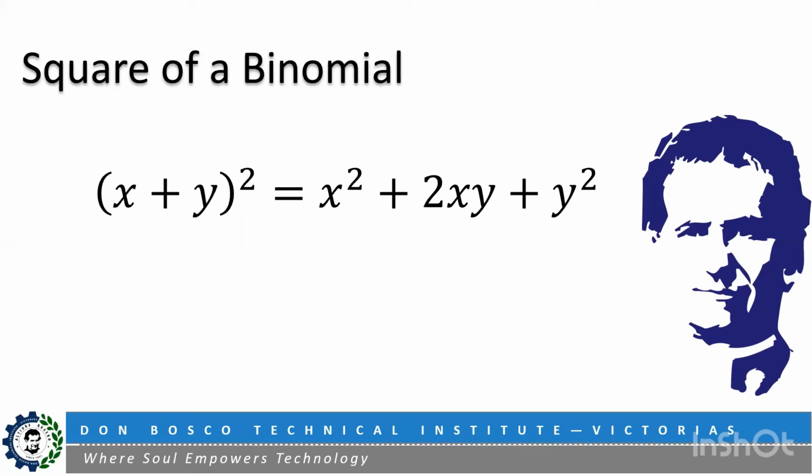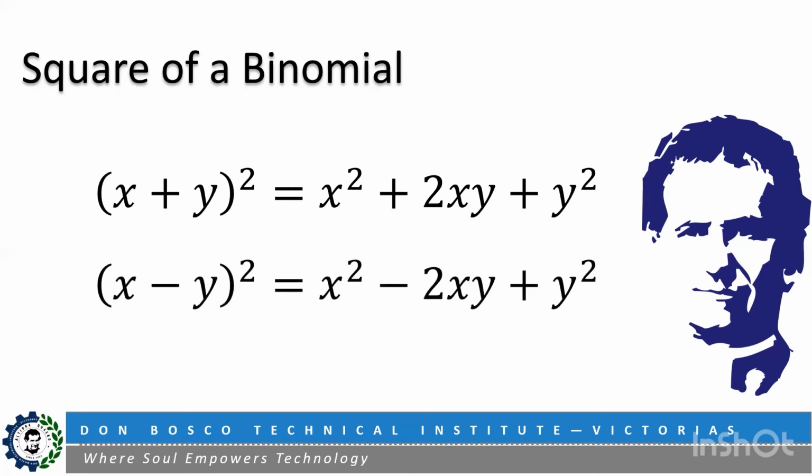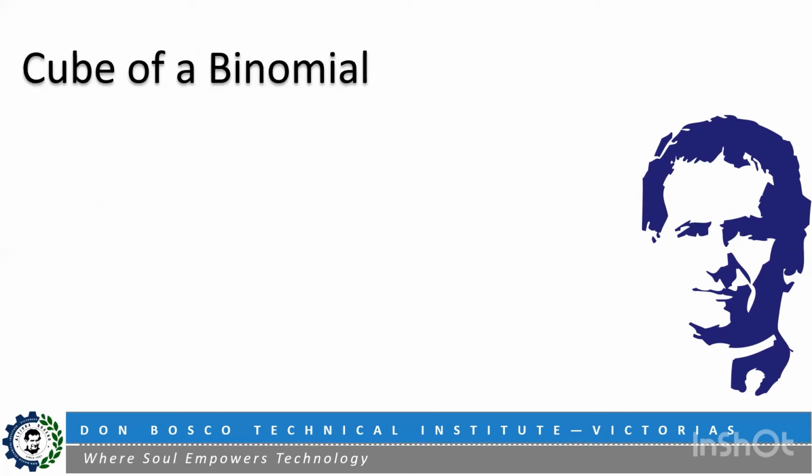first term is the square of the first term of the binomial, the second term is twice the product of the terms of the binomial, and the third term is the square of the second term of the binomial. This pattern is also followed if the operation between the two terms of the binomial is subtraction. Another special product is the cube of a binomial, wherein the binomial is multiplied by itself 3 times.